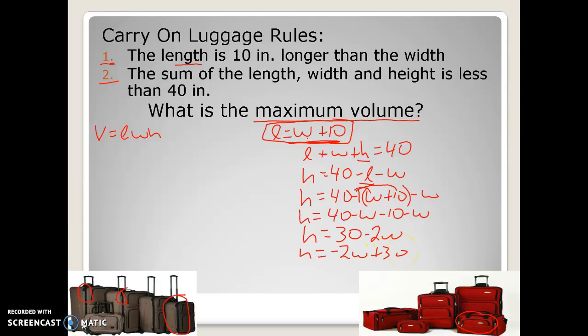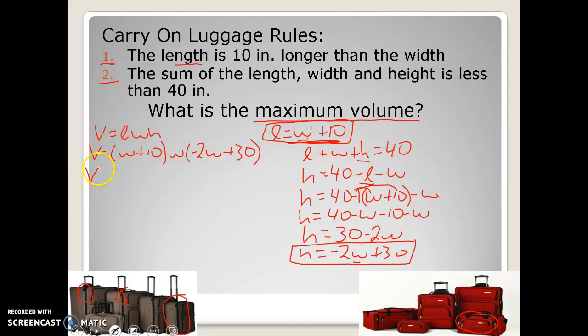All right, so now I have this expression for h, and I have an expression for L, and they're both in terms of W. So what I'm going to do is rewrite this volume equation. Volume is equal to the length, but the length is W plus 10, times the width, which is just W, times the height, which is negative 2W plus 30. And so this is the equation for the volume in factored form.